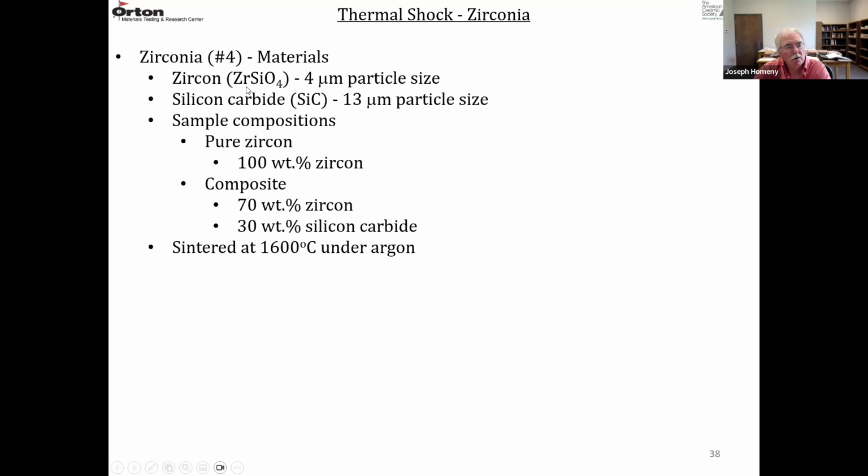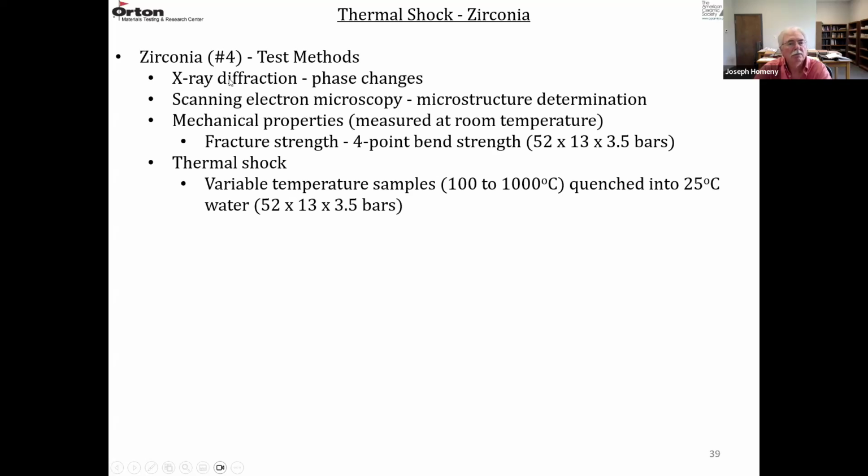So the raw materials were zircon, ZrSiO4, 4-micron diameter particle size, and the silicon carbide was a larger particle size, 13 microns. So there was a pure zircon and a composite composition. The pure zircon was all 100% ZrSiO4, and the composite was 70% zircon and 30% silicon carbide. These were pressed and sintered at 1600 degrees C in an inert atmosphere to prevent oxidation of the silicon carbide. So they were sintered under argon.